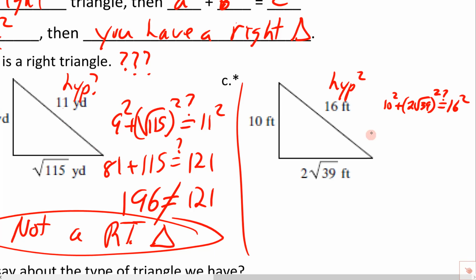So 10 squared is a piece of cake. That's just going to be 100. Okay, now I want you to stop and think about what would happen here. This exponent is going to apply to whatever it's over, and we're going to be practicing this type of thing in a couple of units.